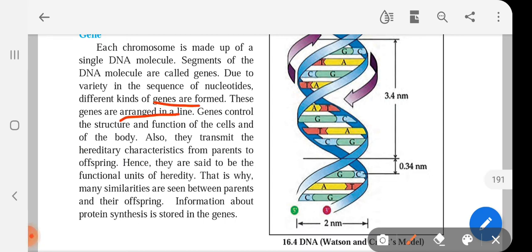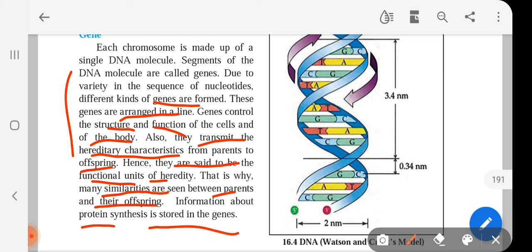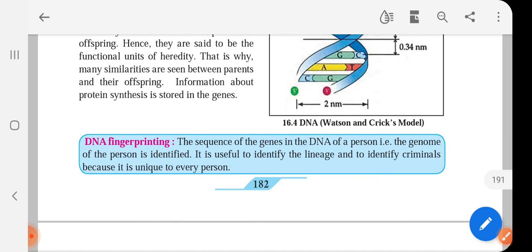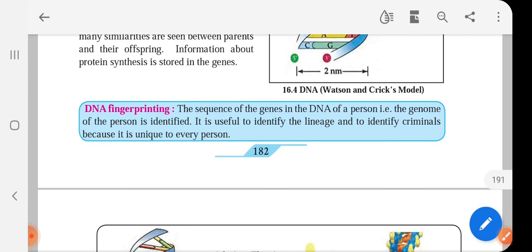These genes are arranged in a line. Genes control the structure and function of the cells and of the body. Also, they transmit the hereditary characteristics from parents to offspring. Hence, they are said to be the functional units of heredity. That is why many similarities are seen between parents and their offspring. Information about protein synthesis is stored in the genes. So genes are a very important part of DNA and play a very important role in transmitting the characters.